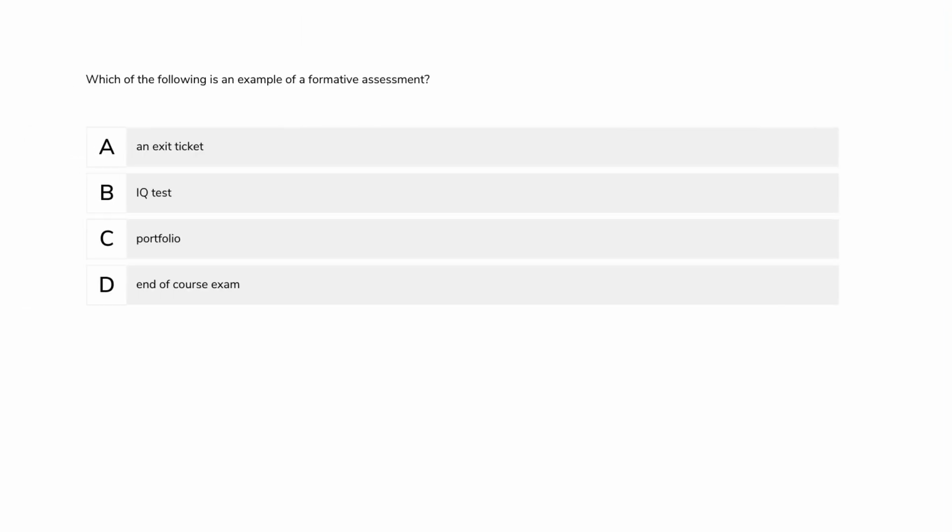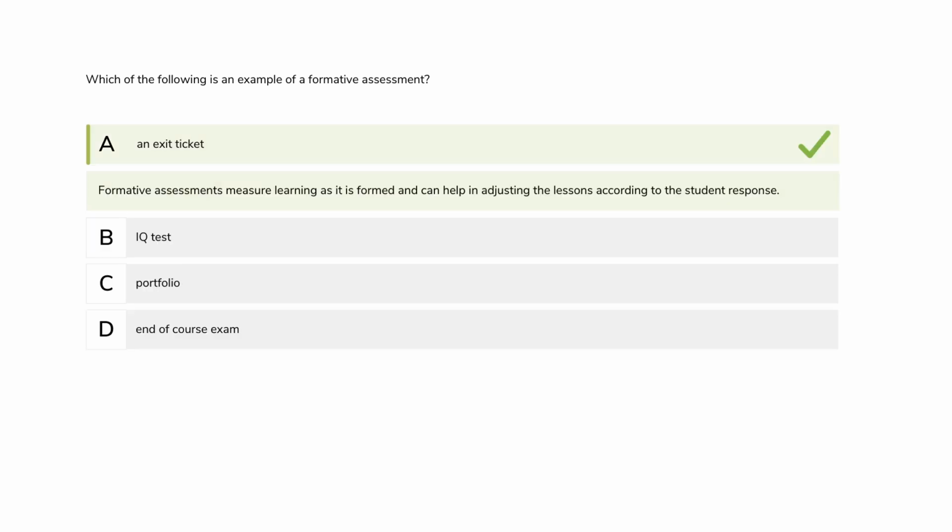Now we're moving on to assessment. Remember when I listed off all those assessment types you'd need to know? Let's see what you've got. Which of the following is an example of a formative assessment? Formative assessments measure learning as it is formed and can help you adjust your lessons to meet your students where they're at. So A is the best choice. Using an exit ticket will give a teacher a quick look into how their students are progressing.